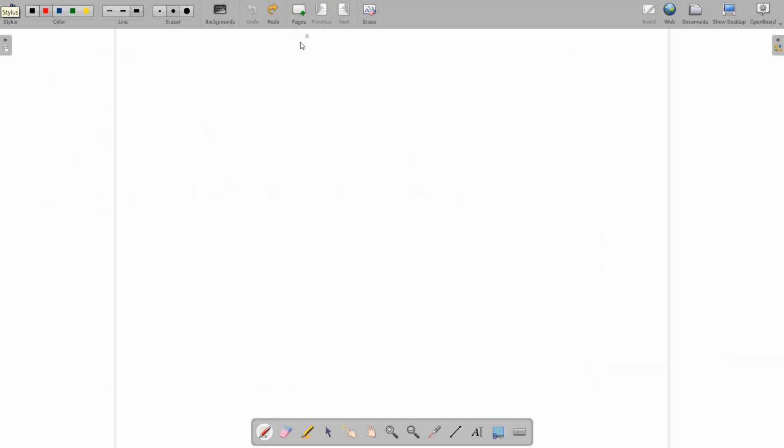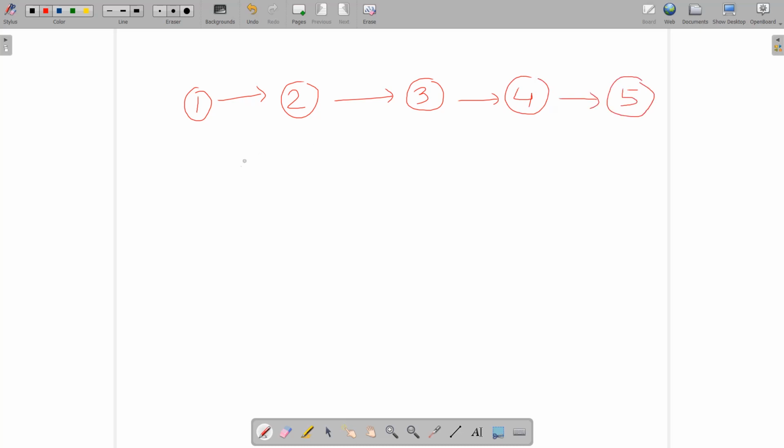Suppose we take some linked list: the numbers 1, then 2, then 3, then 4, and then 5. So this is a linked list, and you can see there is no cycle present over here. In that case, what we need to return is only the null pointer. That will be our answer.